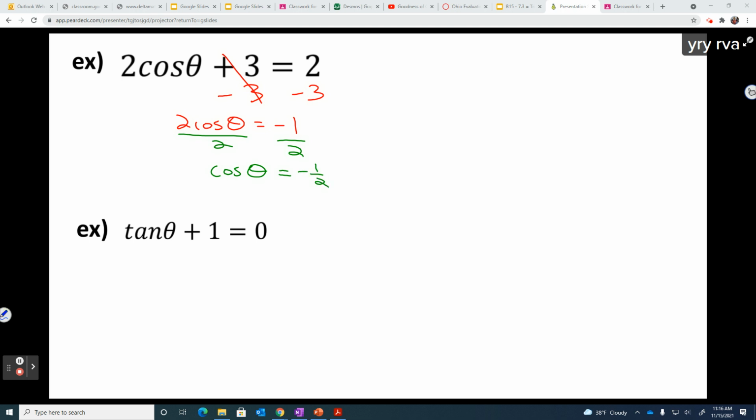If we got cosine theta is negative a half, right? So now this is the question we think. We think, where is cosine? In other words, the x coordinate, right? Cosine of the x. So where's the x equal to negative a half? So we just look at our unit circle. Where is the cosine of the x coordinate negative a half? There should be 2 places.